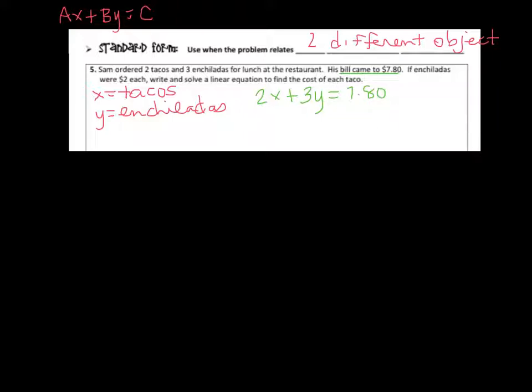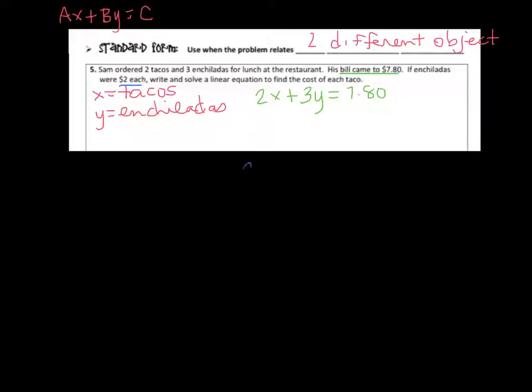But then they gave me some more information. They told me over here that enchiladas were $2 each. So I already know the value of x. No, I don't. I know the value of y because it said enchiladas were $2 each. So that's why it's important to write this down. So I know y represented enchiladas. So I'm going to go ahead and substitute the value that they were $2 each into my equation.